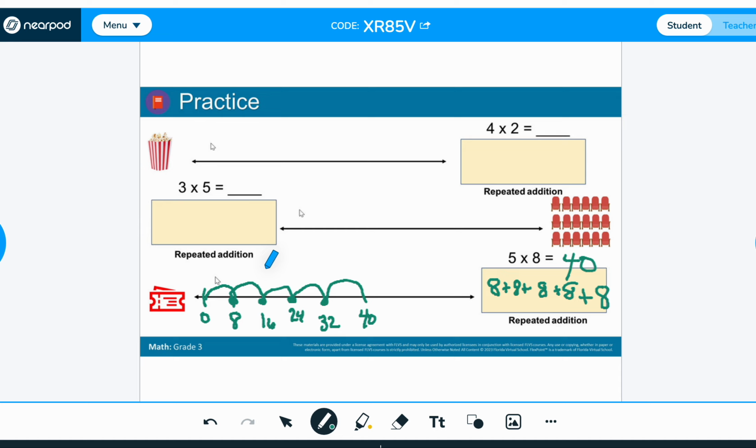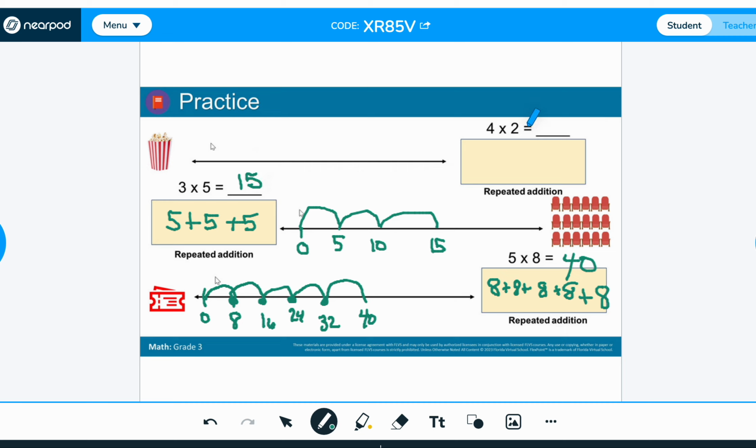All right, team, welcome back. Let's go ahead and take a look at how you did. So this is saying 3 groups of the number 5. So we're going to have 5 plus 5 plus 5. So that's going to be starting at 0. Okay, so one group of 5. Another group of 5 makes 10. Another group of 5 makes 15. So I know 3 times 5 is 15.